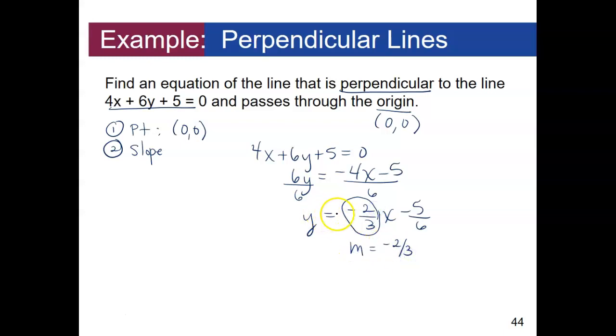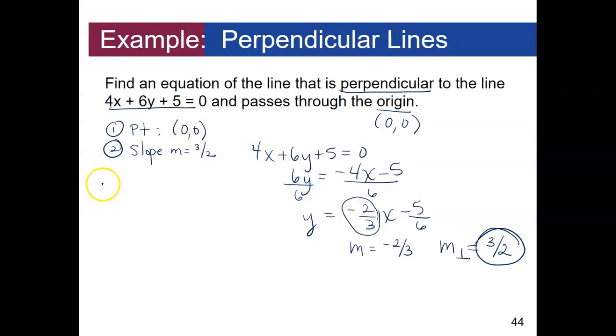But I don't want it to be the same slope because I need it to be perpendicular to that line. So I'm going to use the slope that they give me, but I'm going to find the perpendicular slope. So we want the negative reciprocal of this, and that's going to be positive 3 over 2. So that's the slope that I want to use for my problem over here.